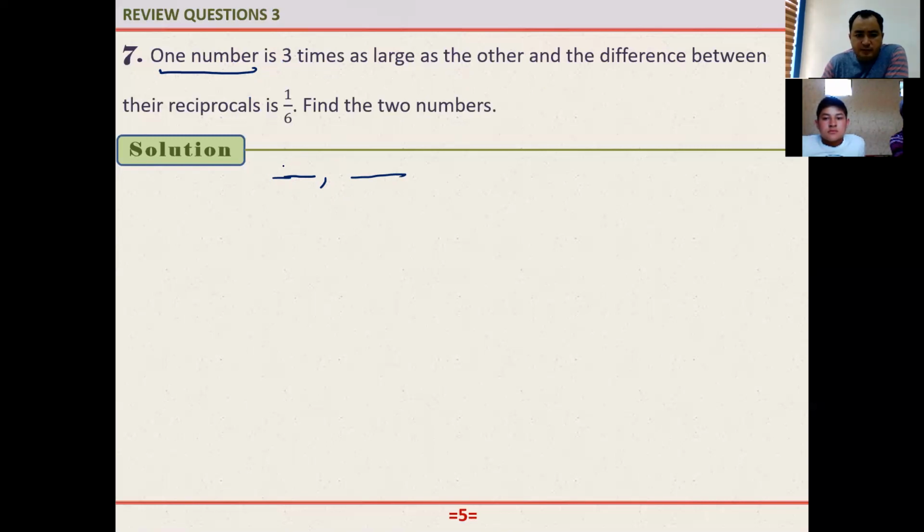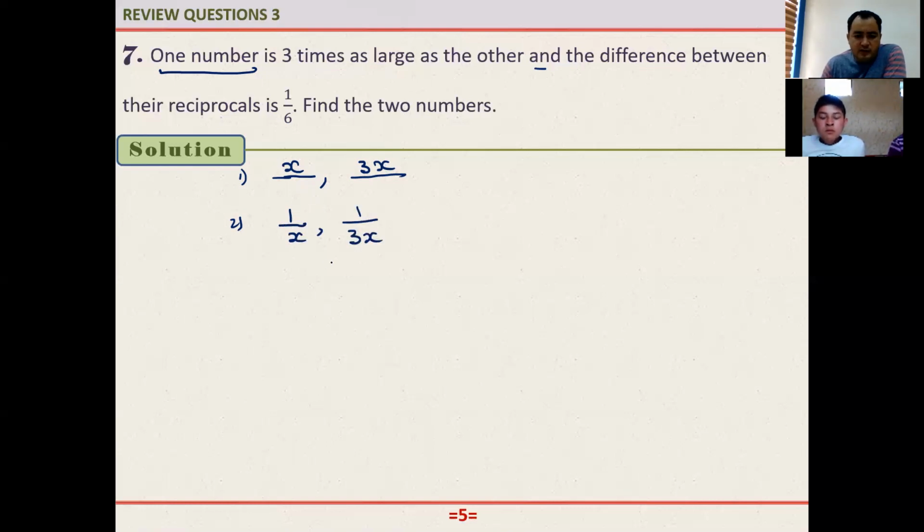So, if this number is x, the second number should be 3x, right? 3 times as large as the other. Okay, that's the first step. Second, the difference between the reciprocals. So, first, what are the reciprocals? The reciprocals are 1 over x and 1 over 3x.